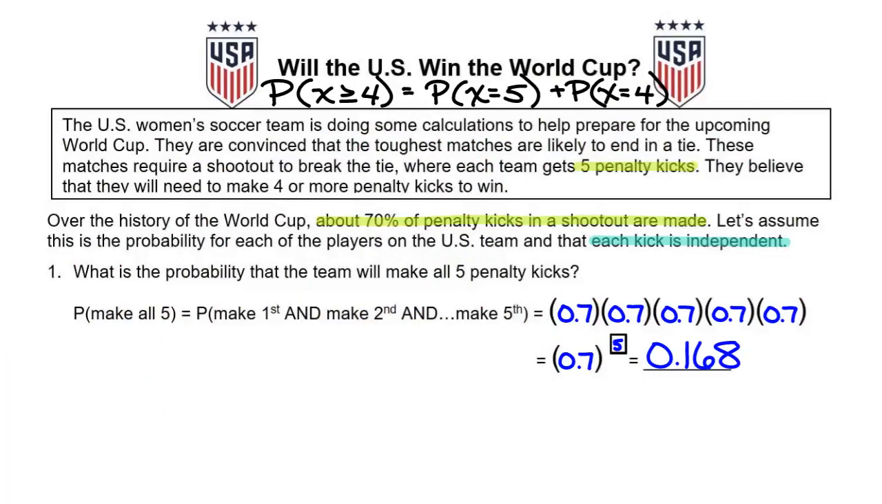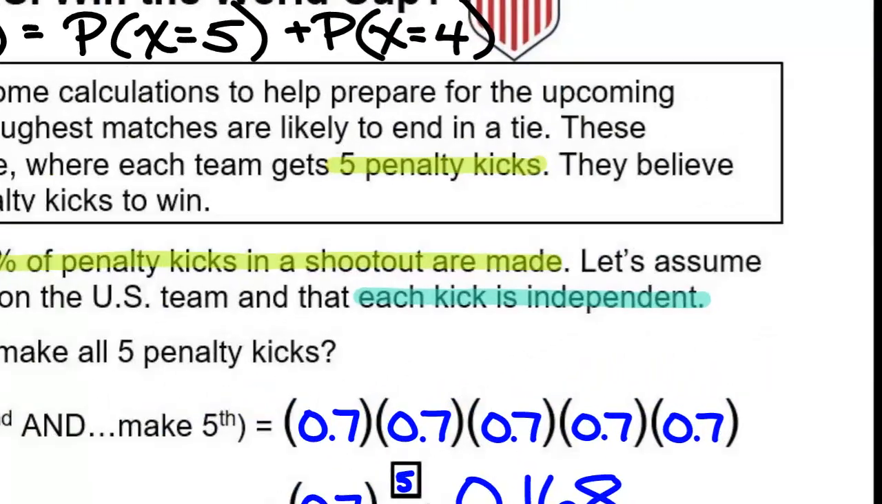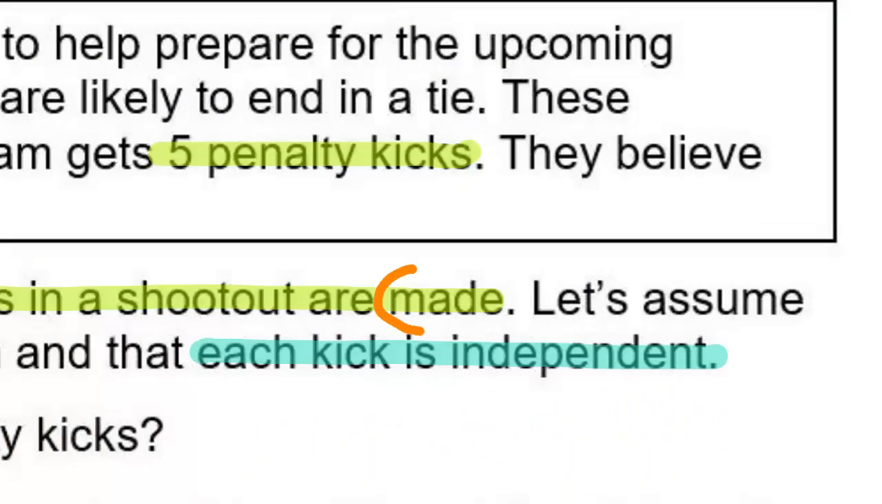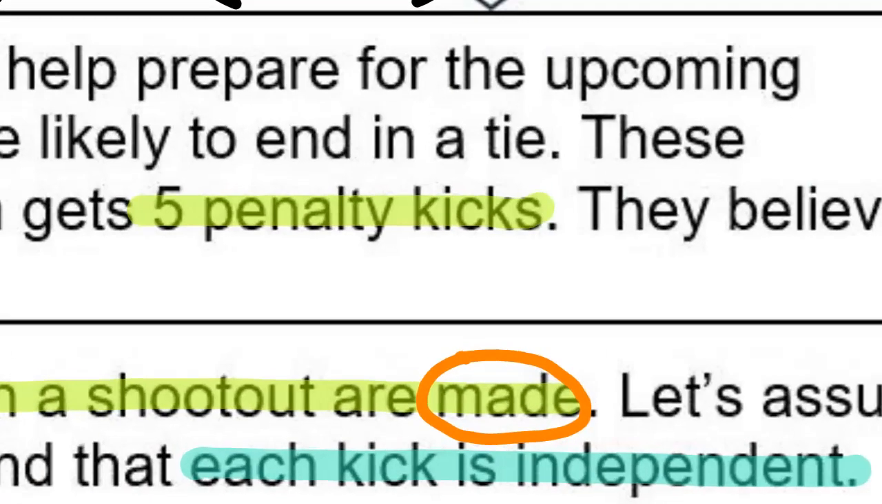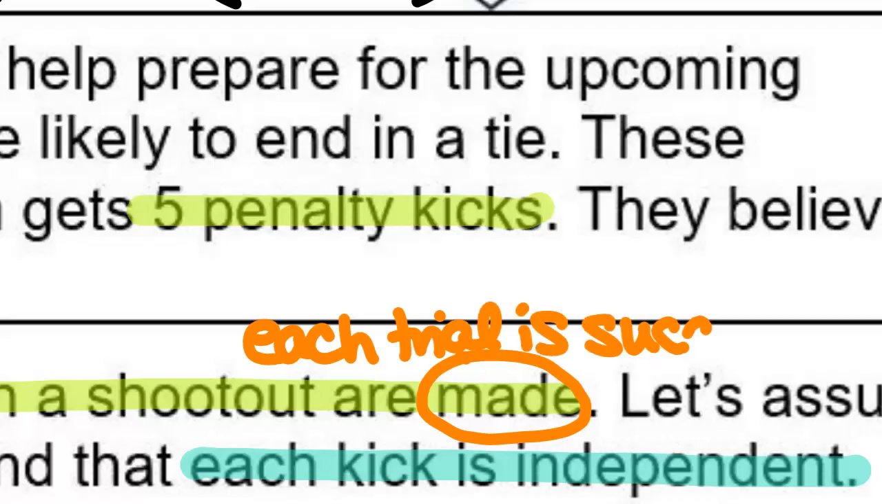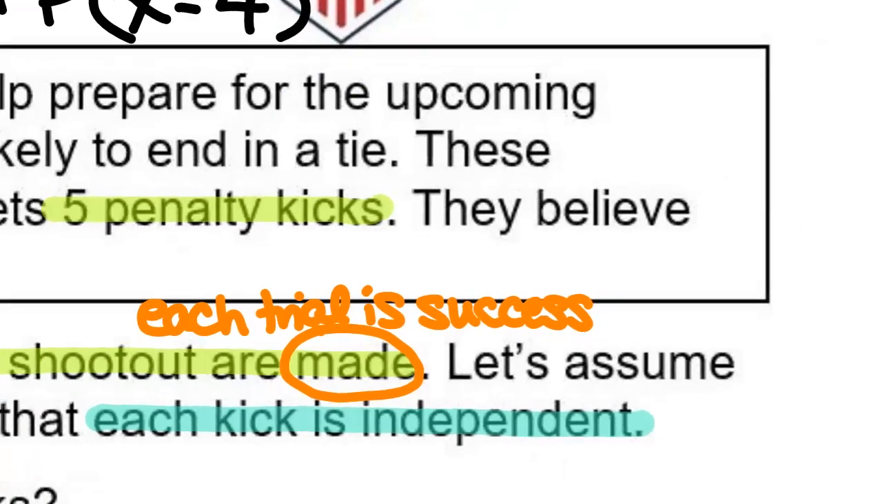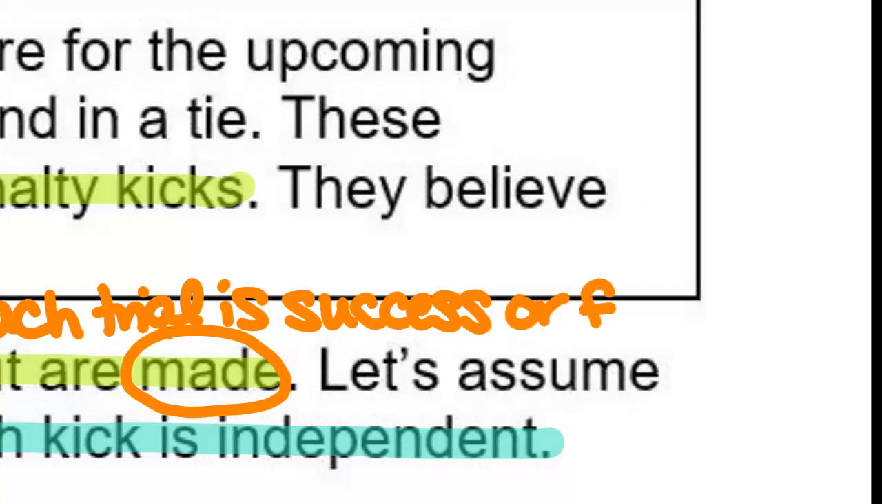So back here at the beginning, it said about 70% of penalty kicks in a shootout are made. So right here, we have that each trial is either a success or a failure. Success if it goes in, failure if it is a miss. All right, so that is the first criteria.